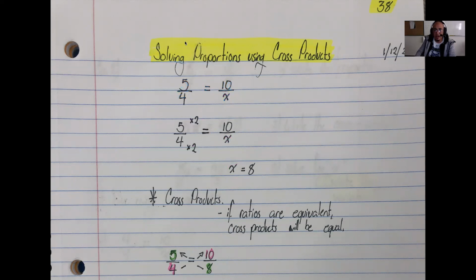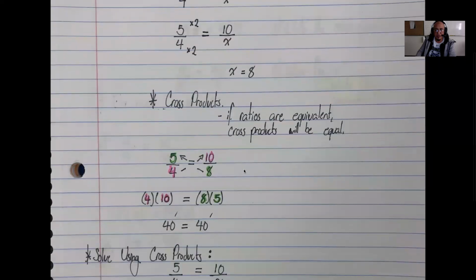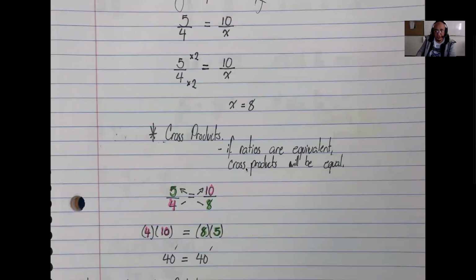Now, an easy way of checking to see that this is true is by using cross products, which is just cross multiplication. It simply says that if indeed these two ratios, these two fractions are equivalent, if they really are equal, then the cross products, the cross multiplications have to be equal. What do I mean by that? Again, we are assuming that these two are equal.